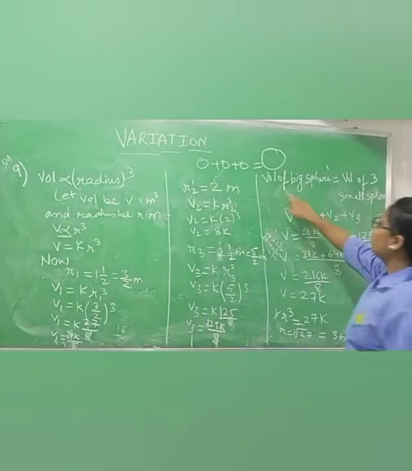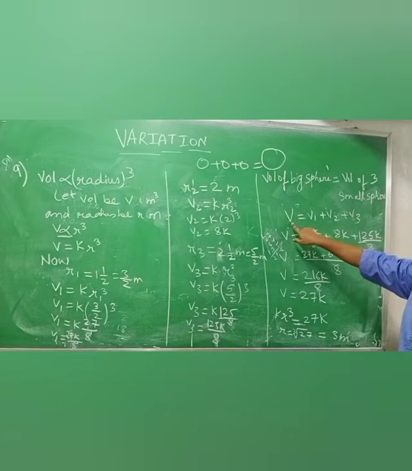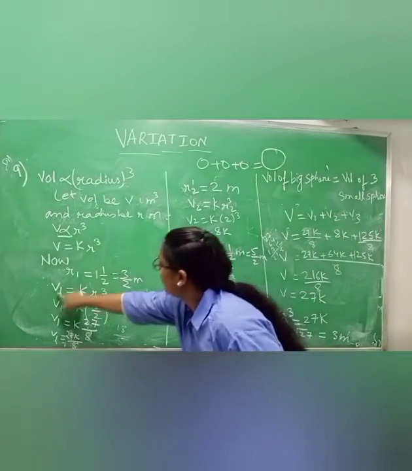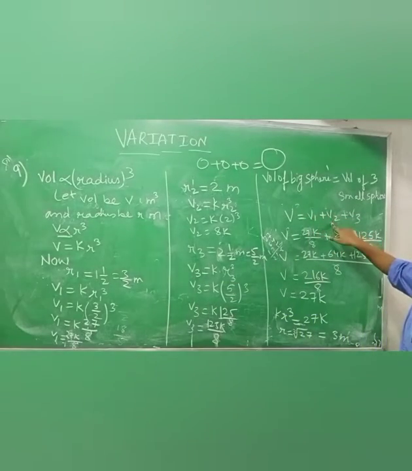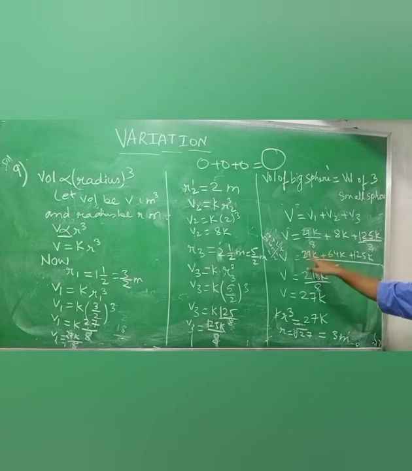Now what does that mean? The volume of the big sphere is equal to the volume of the 3 small spheres. So the volume of the big sphere I am taking as V, and the volumes of the 3 small spheres I have taken as V1, V2, V3. That is why I am adding V1 plus V2 plus V3. V1 I am getting 27k by 8, V2 I am getting 8k, V3 I am getting 125k by 8. Now we will take the LCM of this. We will get 8, and when we solve this we will get 27k plus 64k plus 125k. Now when you add this, you will get 216k.